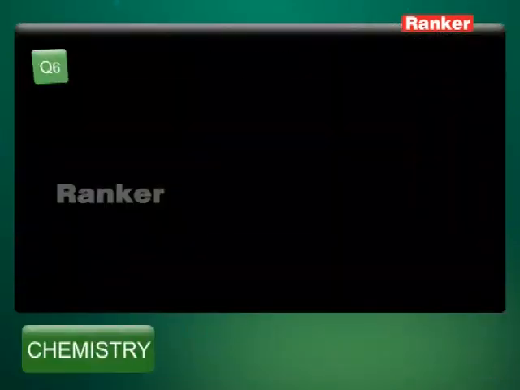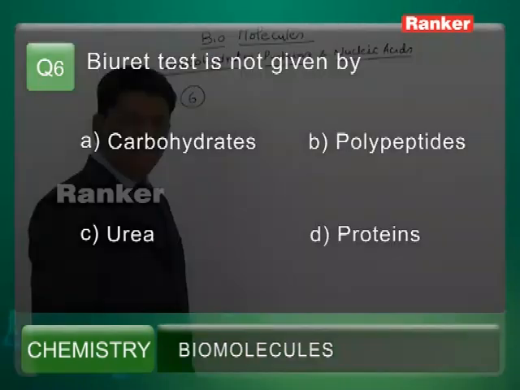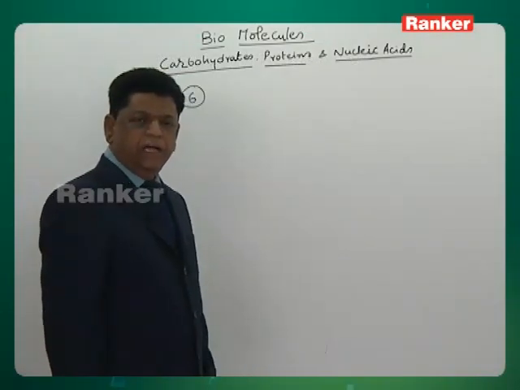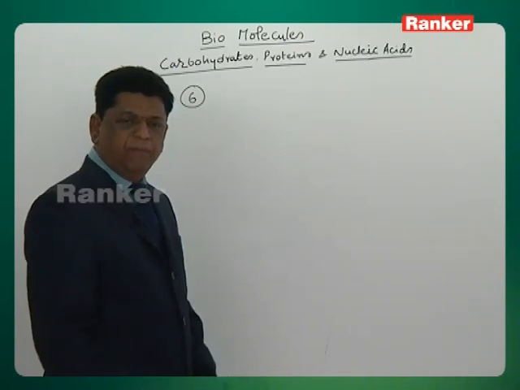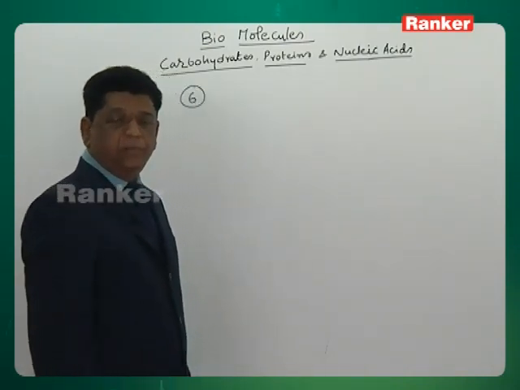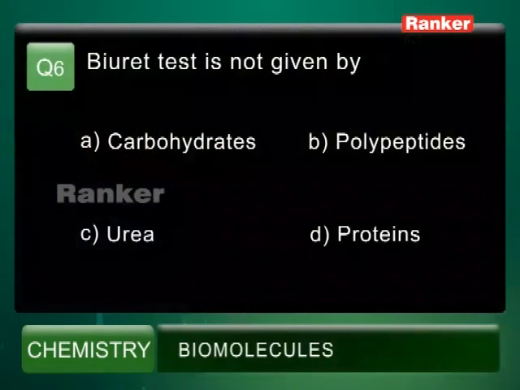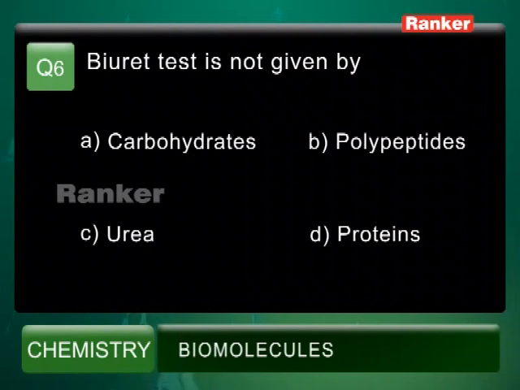Question number 6, Biuret test is not given by. Biuret test is actually for any amino acid in condensed form. If you have peptide bonds, those NHCO bonds, when treated with copper sulfate, you will get a blue colored solution because of the complexation. So the carbohydrates will not give this test. And polypeptide will give this reaction.